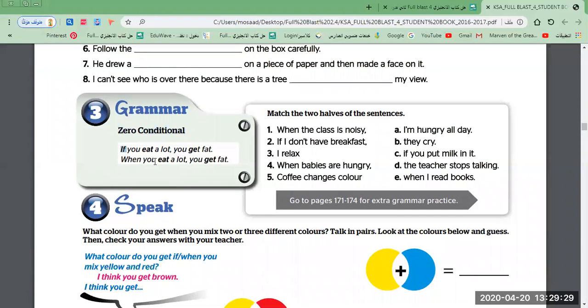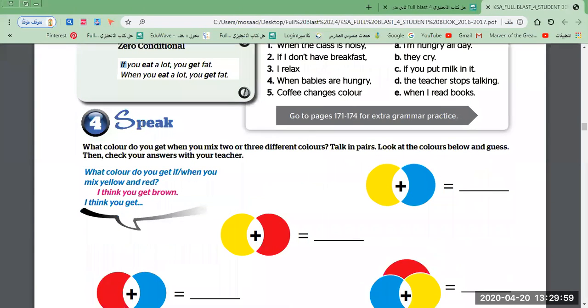Fact. For example, Mr. Noor, if I add 2 and 2, the answer will be 4. Yes or no? Yes. If I add 2 and 2 it will be 4. Can it be 5 or 6? No, it's 4. So it's a fact. So if I want to talk about a fact, I use the zero conditional.